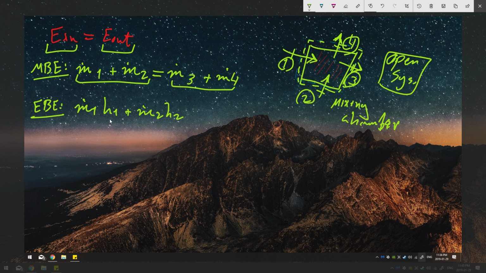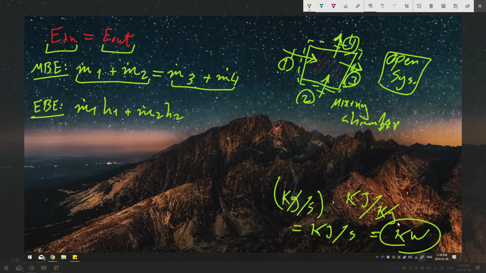Now, why do I multiply mass with enthalpy? It's pretty much just unit analysis. Mass is kilogram per second, and enthalpy is kilojoule per kilogram. So kilogram cancels with kilogram, and we end up with kilojoule per second, which is essentially kilowatts. So it's just unit analysis. You can literally take these out if you want, but I like to keep them to get a final answer in kilowatts, so I know my units. I stick to that all the time.